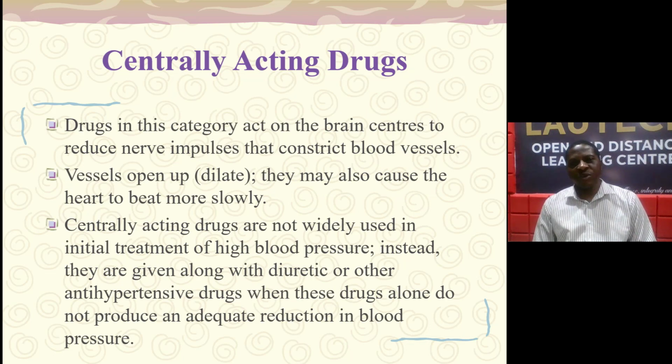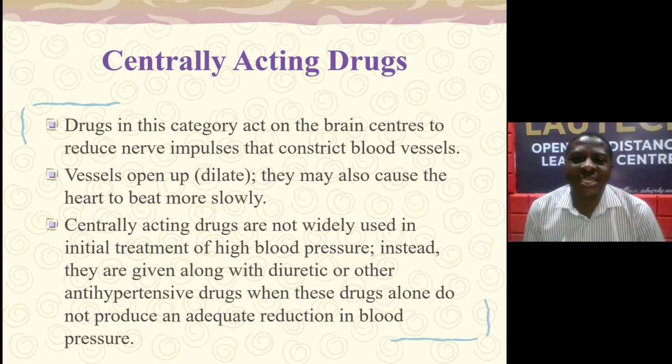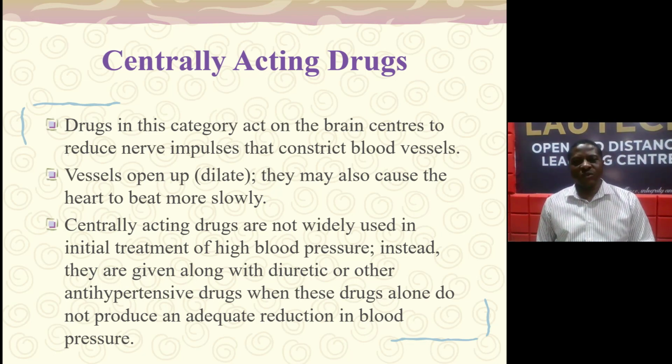So, the next group of drugs we'll be looking at is centrally acting drugs. Drugs in this category act on the brain centers to reduce nerve impulses that constrict blood vessels. Vessels open up, that is, they dilate. They may also cause the heart to beat more slowly. This group of drugs causes what we call vasodilation, that is, they open up the blood vessel. And when this happens, it reduces the blood pressure.